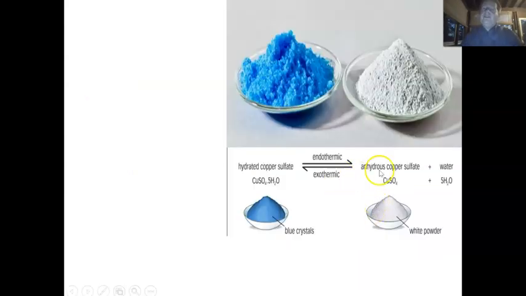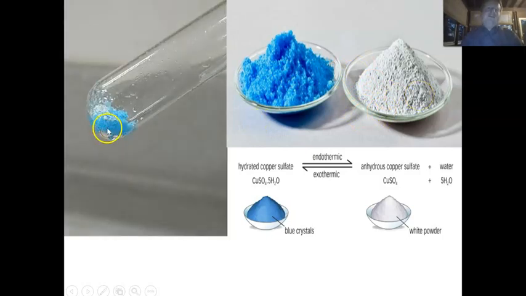Here is this reversible process. On the left, we've got the hydrated version, the hydrate. This is copper(II) sulfate in the hydrate form. And on the right, we've got the anhydrous form. This is after the water's been heated out. Let me just show you a visual here. So here's the water being heated out of it. Actually, this is water being put back in.